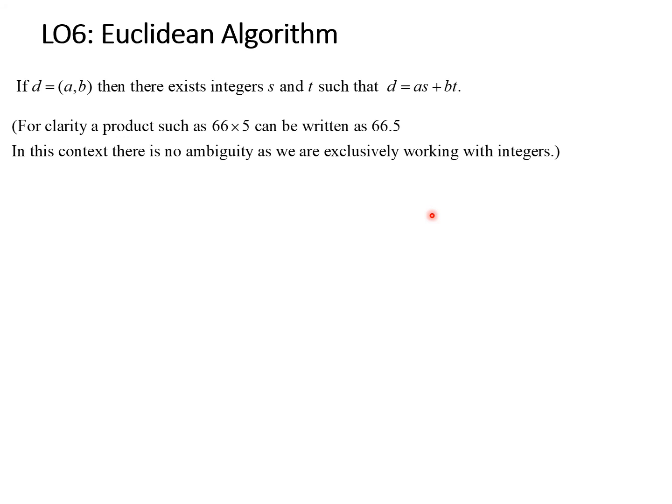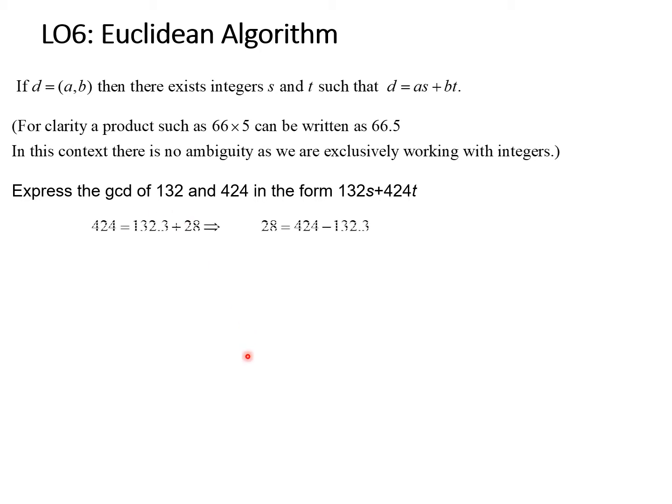The knowledge from the previous slides, right? Which is the division algorithm extended to finding the greatest common divisor and so on. So for example, express the greatest common divisor of 132 and 424 in the form of 132s and 424t. That's what we're trying to do. We're trying to express it in terms of two other unknowns.